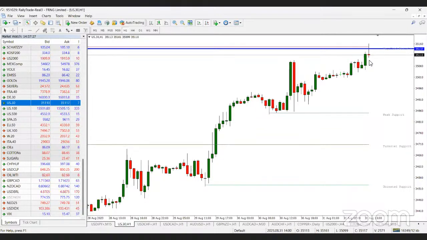Now, when you see a hammer on a support, it means that price is likely to break back to the upside. So that is what I expect for US 30. Of course, we're going to go back to US 30 close to the US session time to look into it. Okay, good. Now we move on.